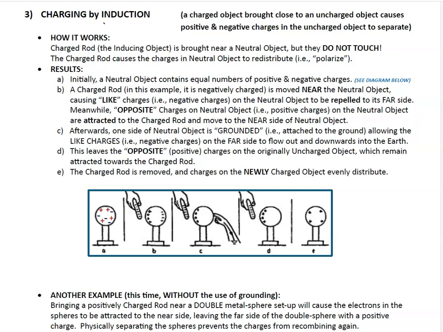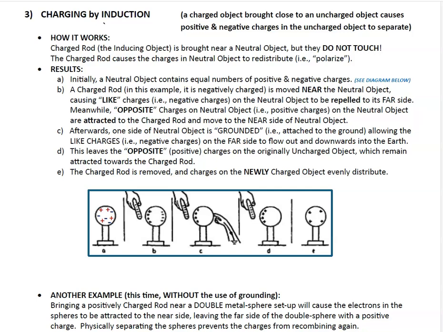So a charged object is brought near, close to the uncharged object, but not touching it. This causes the various positive and negative charges in the uncharged object to separate, what we call polarize. Typically you would do this by taking a charged rod, that's the inducing object, the object that will induce the charges on the other object to separate. It's brought near the neutral object, but they don't touch. The charged object causes the charges on the neutral object to redistribute, specifically to separate, to polarize.